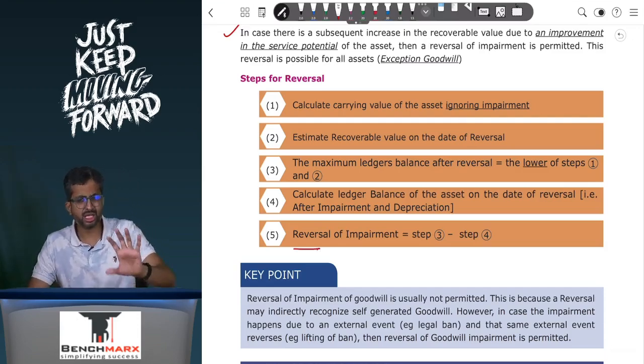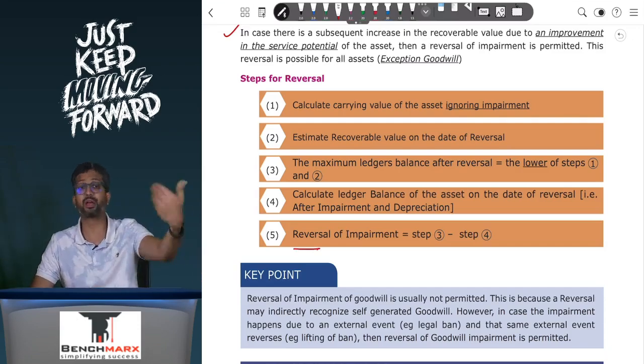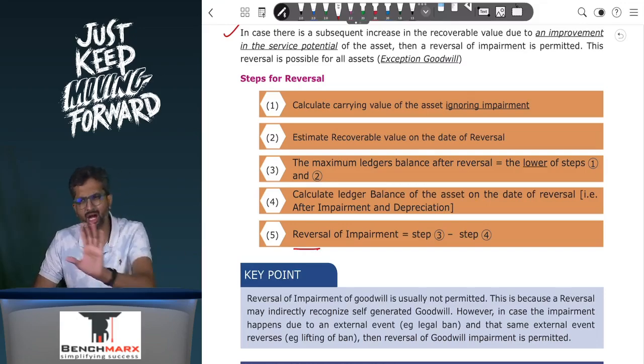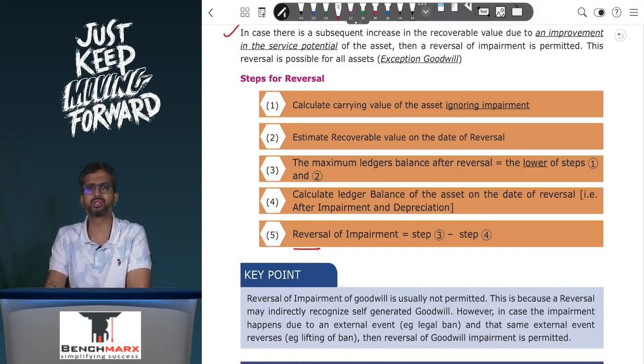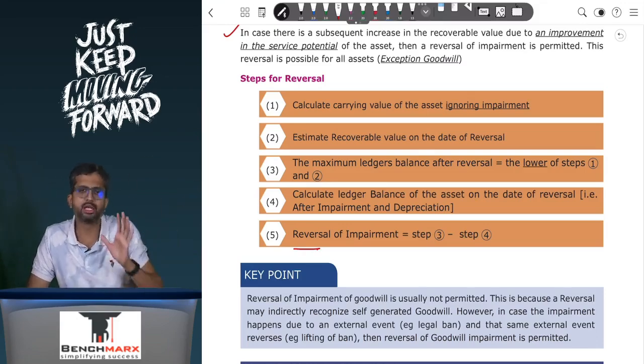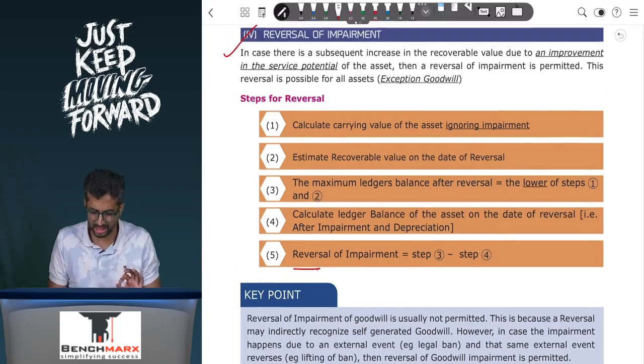The institute has not really asked many sums. In fact, you will not even see a single numerical sum on reversal in your main direct material, but nevertheless, if it comes, we will do a couple of additional questions from other, let's say, final year related material as well, so that you get clarity on the numerical side as well. So this is regarding reversal.